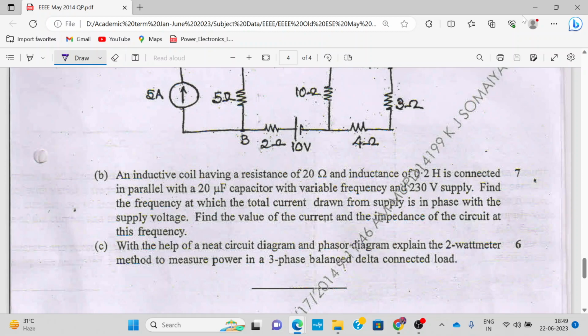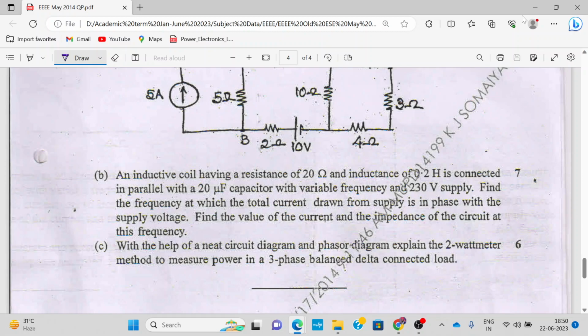Actually, 6B is very simple. You have to use just three formulas, that's it. I'll tell you. An inductive coil having a resistance of 20 ohms and inductance of 0.2 henry is connected in parallel with a 20 microfarad capacitor with a variable frequency, 230 volt supply. The longer the numerical statement, the simpler it actually is. Find the frequency at which the total current drawn from the supply is in phase with the supply voltage.